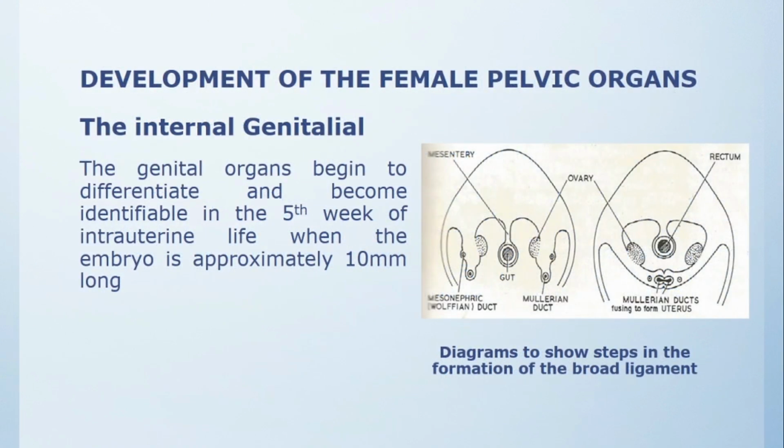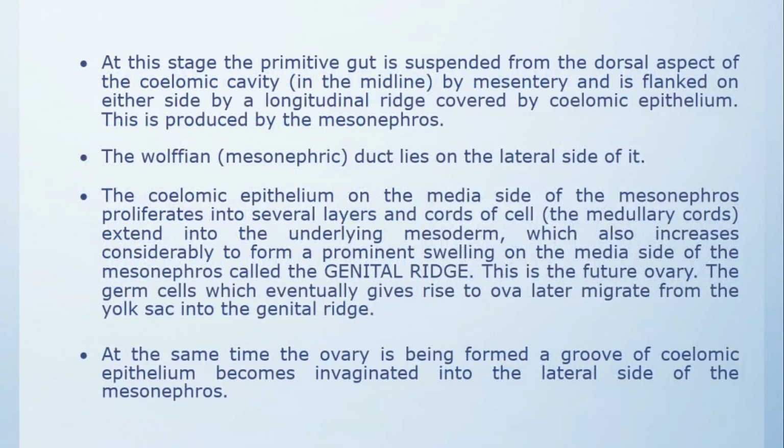Look at this, the genital ridge, which proliferates, and cores of cells migrate into it from the coelomic epithelium, and they produce the ovary. At the same time the ovary is being formed, a groove of coelomic epithelium becomes invaginated into the lateral side of the mesonephros.